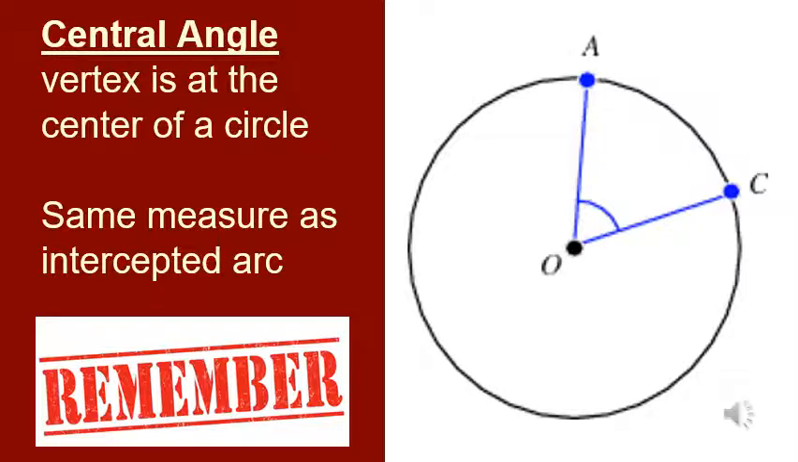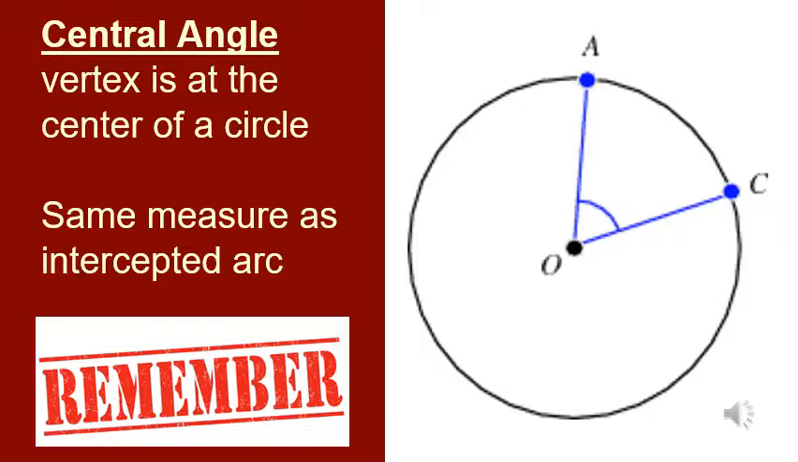That was the idea of central angles. A central angle was just an angle where the vertex was right at the center of the circle. And we said a couple weeks ago that it always has the same measure as the intercepted arc. So like if the angle you're looking at in that picture was 60 degrees, the arc would have been 60 degrees as well.